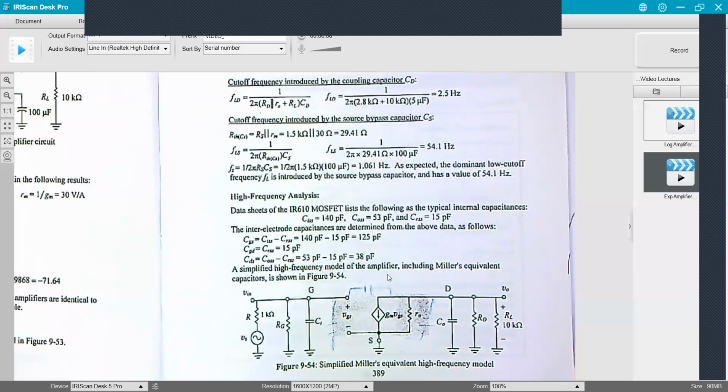So it says a simplified high frequency model of the amplifier, including Miller equivalent capacitors, is shown below. So we've already taken this and this and this. And if you ignore these little scribblings I put in here, you basically end up with C in and C out, where it combines all these CGS to get C in here.